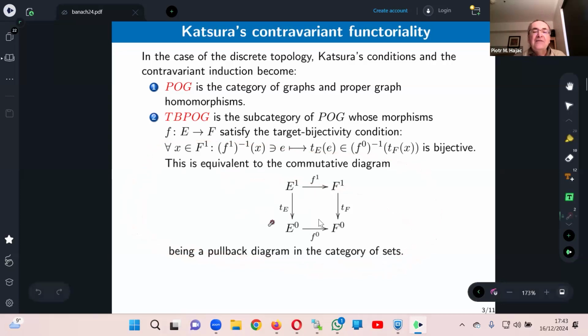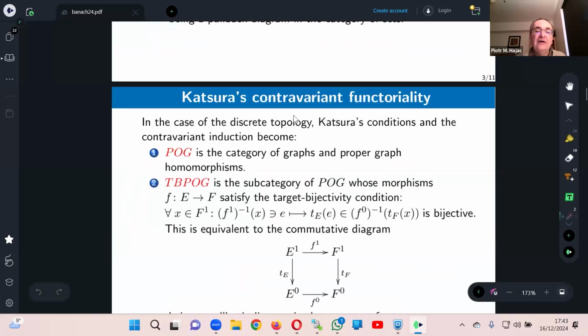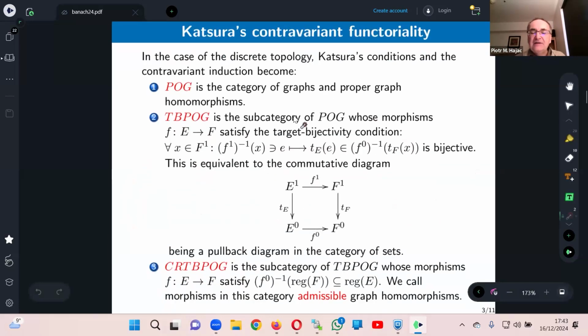We simply say that this diagram is a pullback diagram in the category of sets. If this is satisfied, well, that's equivalent to the usual form of writing target bijectivity, and this is what makes things work. Well, there's another condition, but it's very simple. And when all these three conditions are satisfied, we say that we have an admissible graph homomorphism.